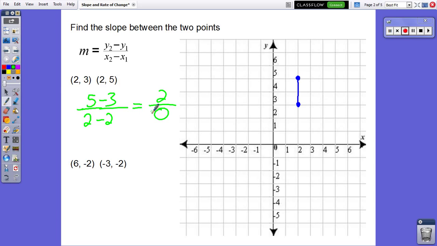But remember that you can't divide by 0. Dividing by 0 breaks math. You can't do it. So we have to say that that is undefined. We don't have a way of describing what the slope would be if we're dividing by 0. So we have to say it's undefined.